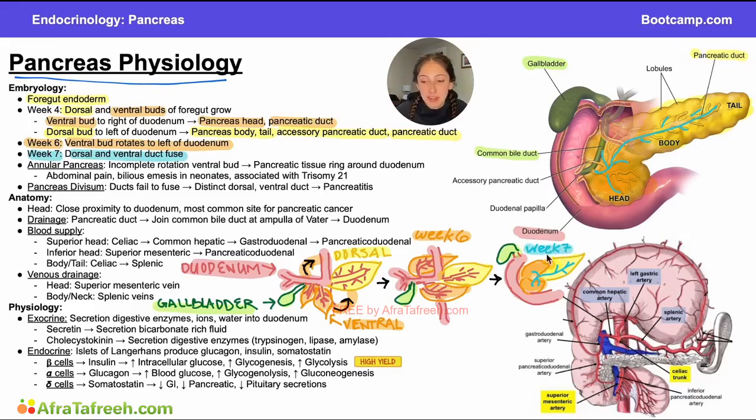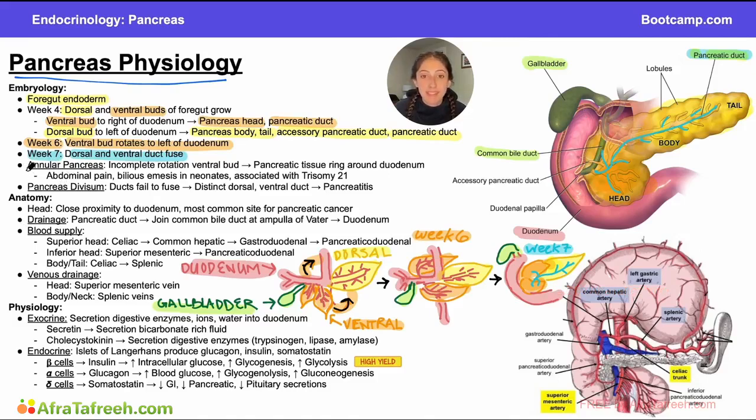So if you look down here in our diagram, this would be around week 7. We can see that we have the parts of the ventral bud that are making the head fusing with the body and the tail that is contributed by the dorsal bud. As well, the parts of the ducts that were contained in each the head and the tail are fusing with each other. And that is going to create this one long pancreatic duct that I've outlined in blue here. That is when we finally get this long contiguous pancreatic duct with contributions from both the ventral and the dorsal bud. So that's what's happening in normal pancreatic embryology.